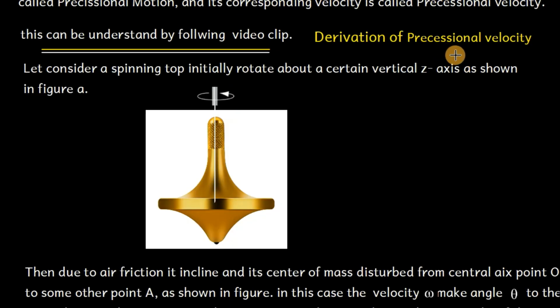Now, derivation of precessional velocity. Let's consider a spinning top initially rotating about a certain vertical z-axis as shown in the figure.